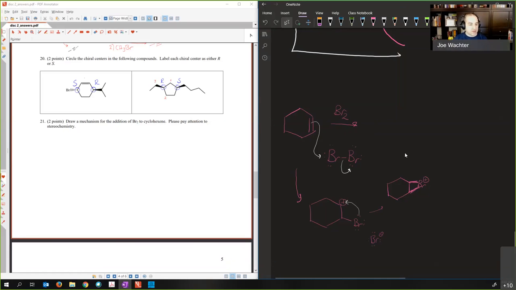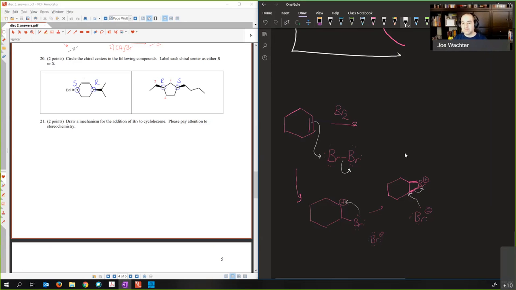So then the second step is to have this other bromine attack the ammonium ion. And that's sort of an SN2-like mechanism. That means that it's going to invert the configuration.